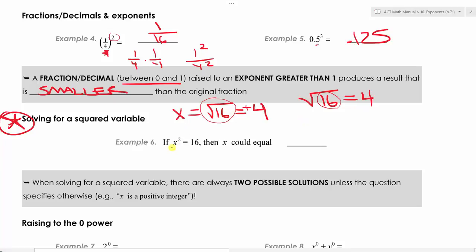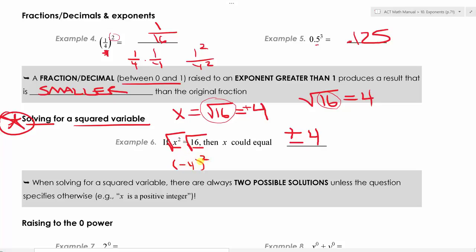However, if you are solving for a squared variable, so at some point in the question you get to x squared equals 16, and then to solve you take the square root of each side, in this case you do have to account for both the positive and negative value. If I take positive 4 and I plug it in for x, 4 squared will be 16. If I take negative 4 and I plug it in for x, it would be this situation.